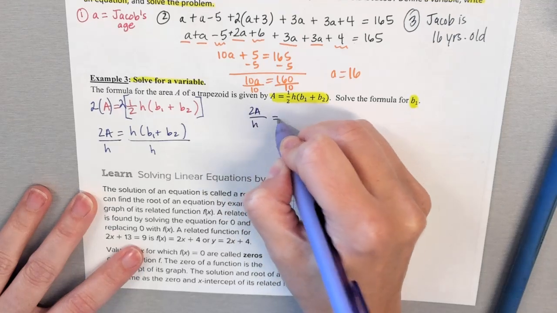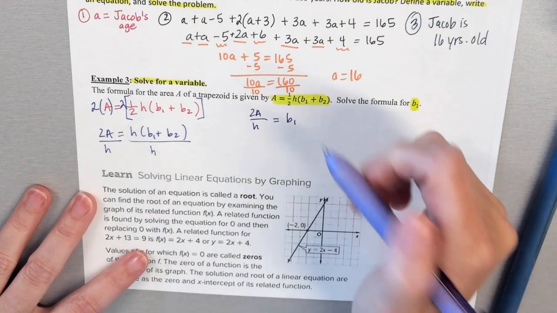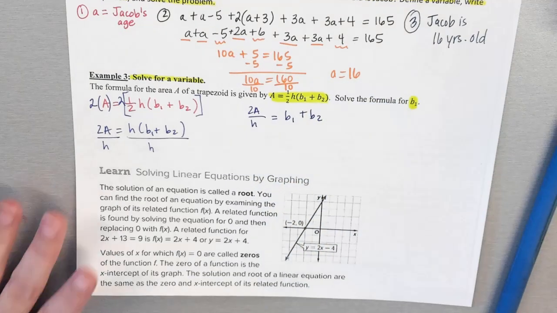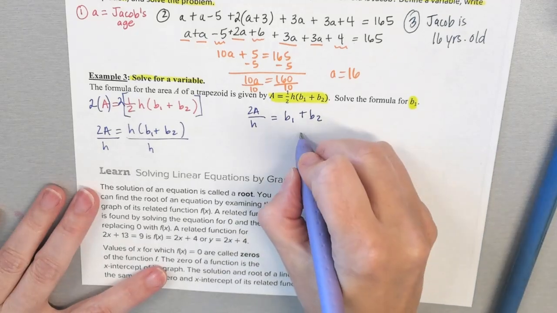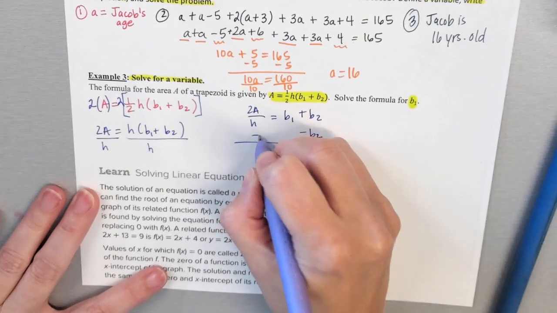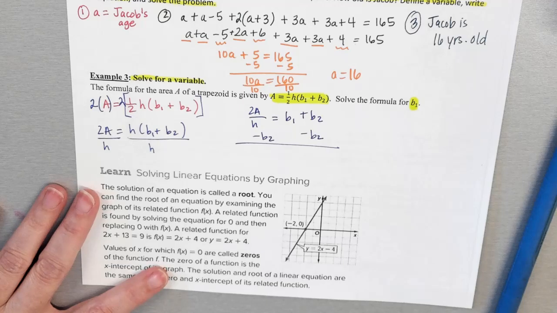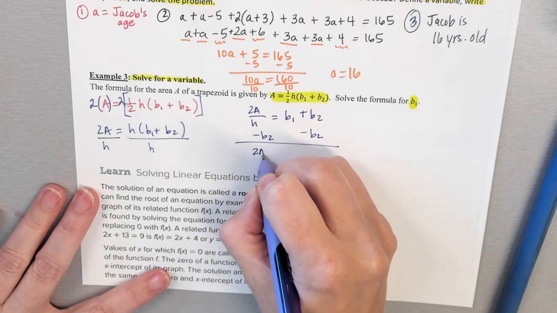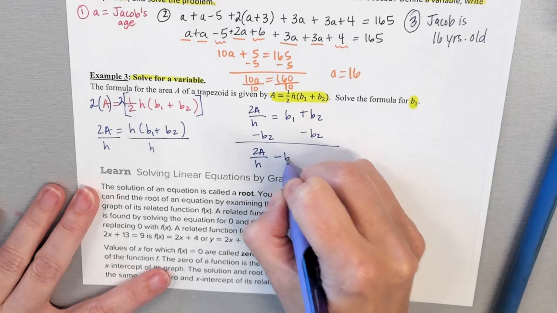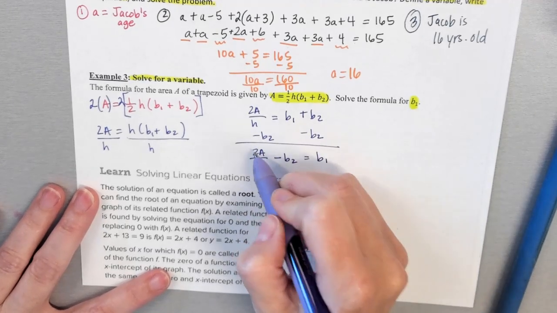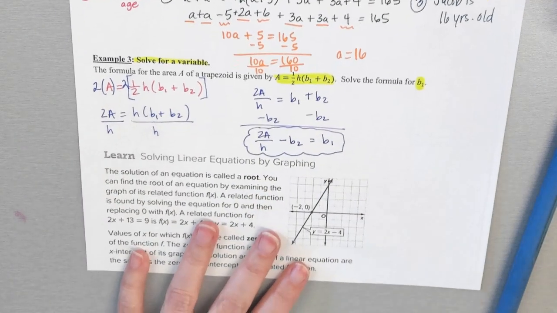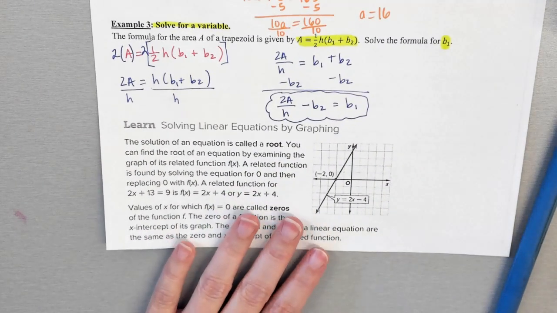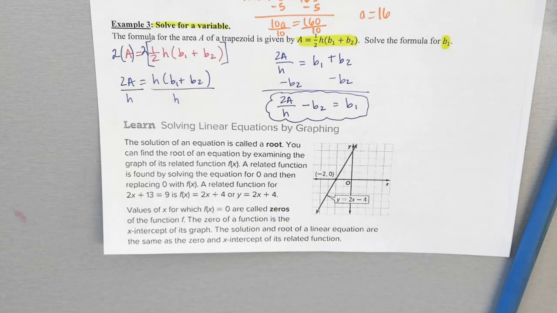So 2A over H. And then once you have what's inside the parentheses all alone, you don't even need your parentheses anymore. Okay, and if you're solving for B sub 1, you're going to subtract each side by B sub 2. So 2A over H minus B sub 2, that is your final answer. Okay, your answer will be the equation. Do you guys remember doing anything like that in geometry? Definitely your trapezoid formula.